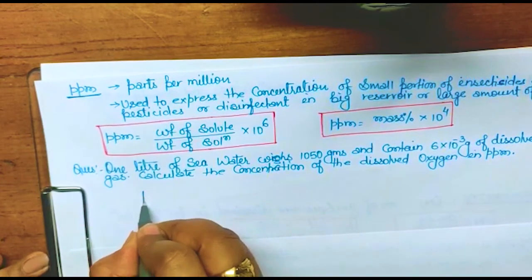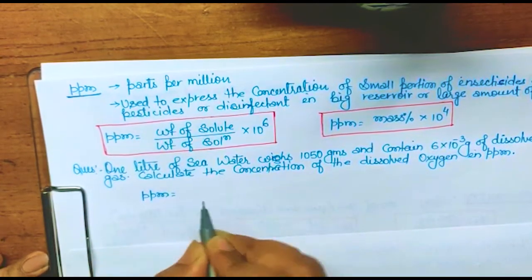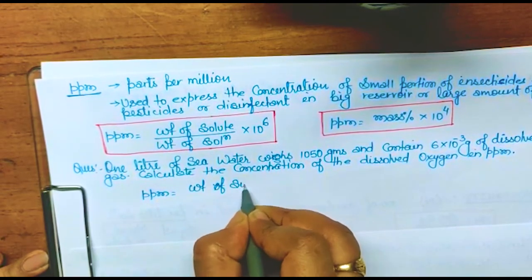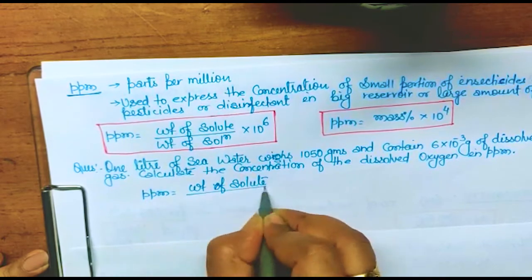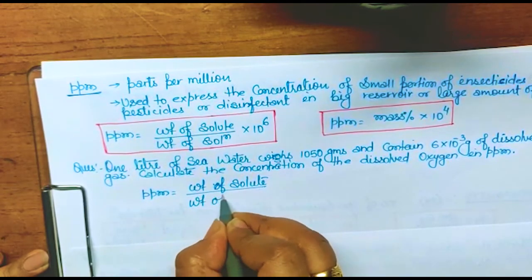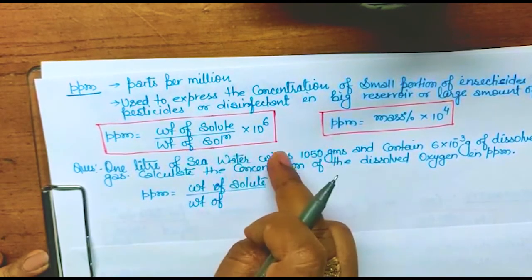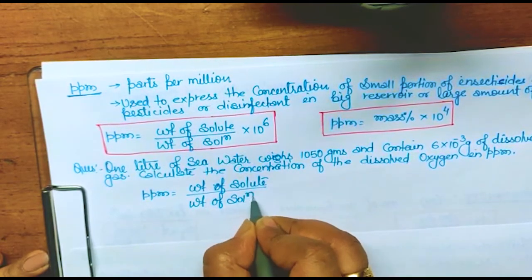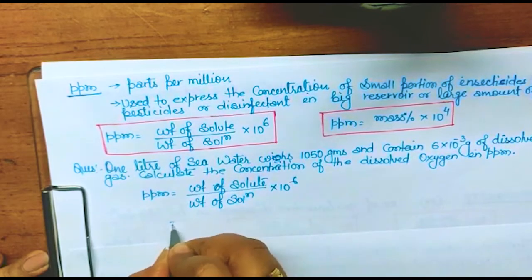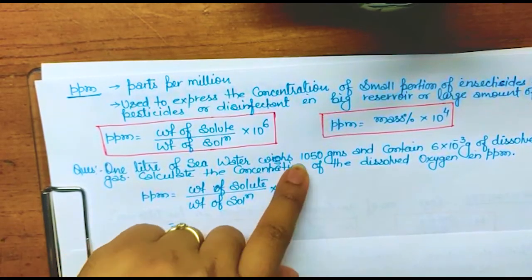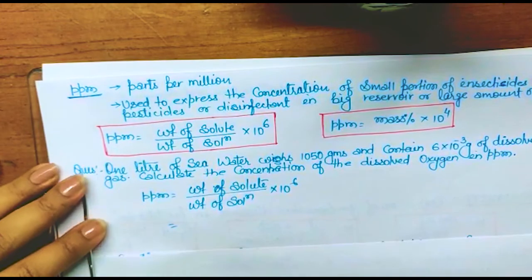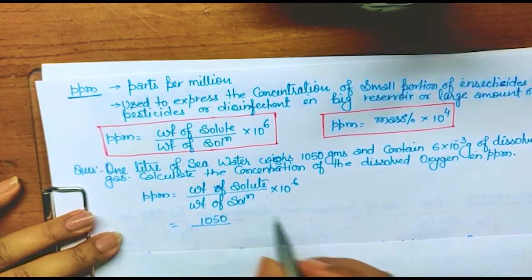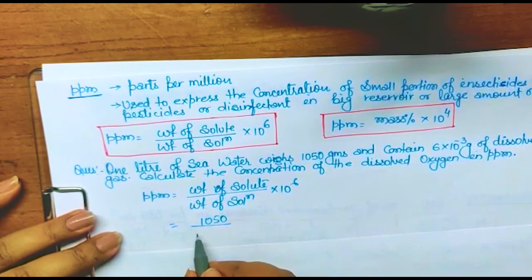So we know that ppm is equal to, what is the formula? I said already that don't forget to write the formula. Yes, so I am writing a formula always. Weight of solute upon weight of solution, because it is not given in mass percentage, so we will use this formula. Weight of solution into 10 to the power 6. What is the solute given? 1050 gram, isn't it? So this is 1050 gram upon solution is given this much.